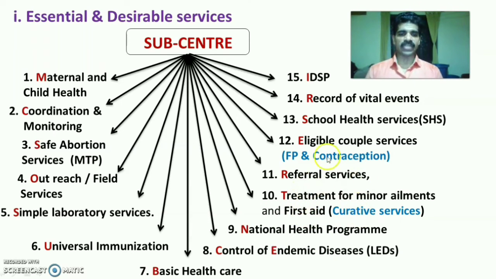Then referral services, eligible couple services, that comes under family planning and contraception, school health services, record of vital events and integrated disease surveillance project. So these are the important essential and desirable services rendered through subcenter under Indian Public Health Standards 2012 revised version.